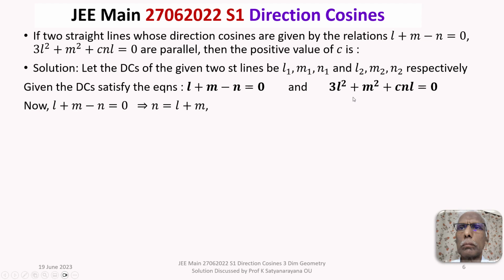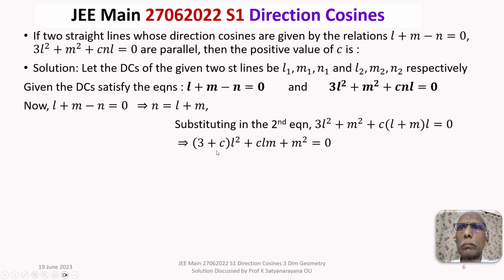We substitute the value of n in the second equation. So substituting in the second equation 3l² + m² + c into, for n we have written (l + m) into l. Now c into l is cl². When you simplify, 3l² + cl² will be (3 + c)l² + clm + m². We divide throughout by m.